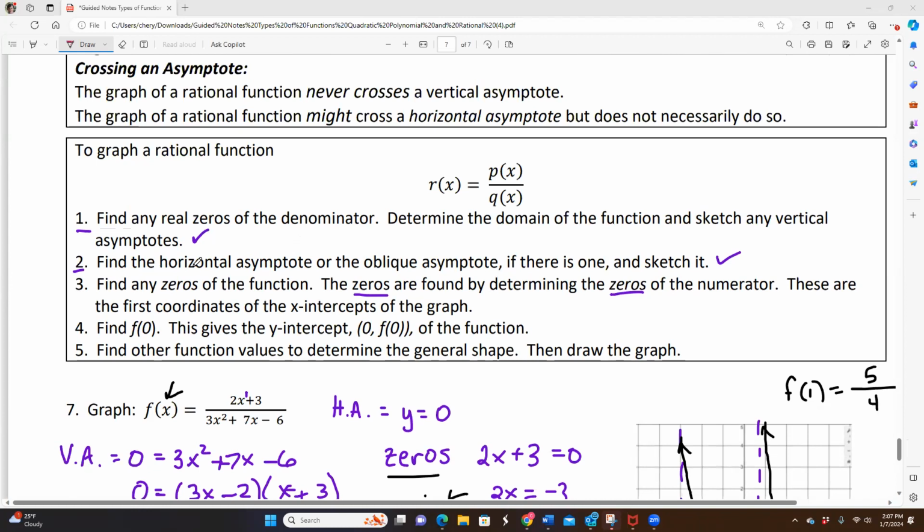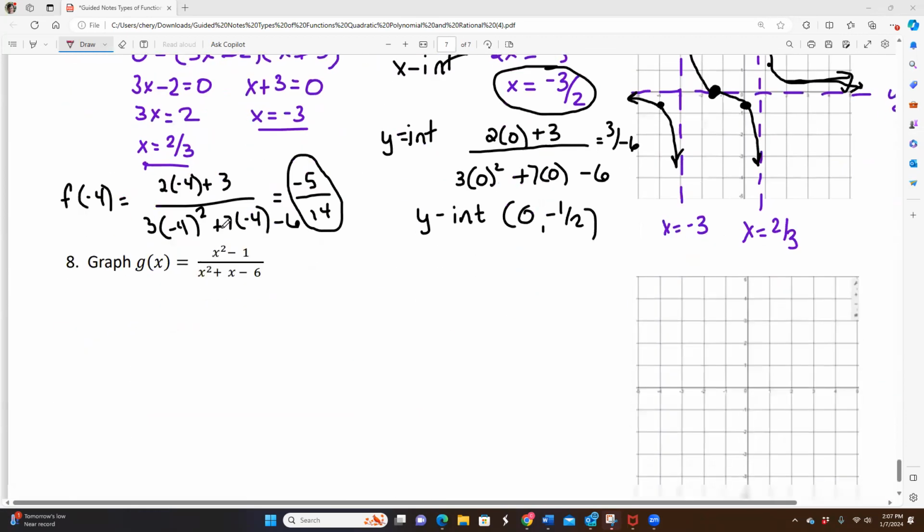Then we find any horizontal asymptotes or oblique asymptotes by using the rules above. Then we find zeros of the function by setting the numerator equal to 0. Then we find the y-intercept by substituting 0 in for x. And then we find other function values to determine the general shape. Let's start this step by step by finding the zeros in the denominator.